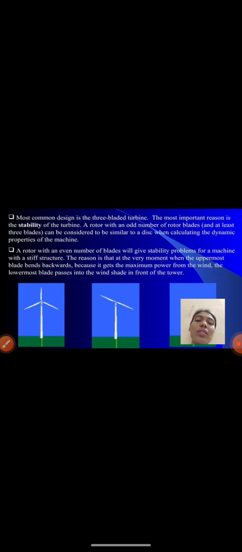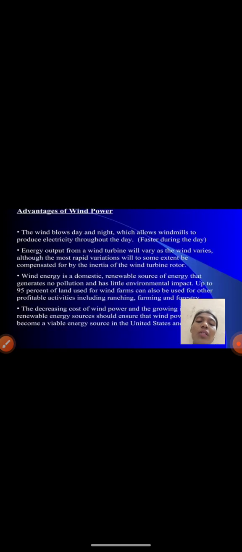The reason is that at the very moment when the uppermost blade bends backwards because it gets the maximum power from the wind, the lowermost blade passes into the wind shade in front of the tower.